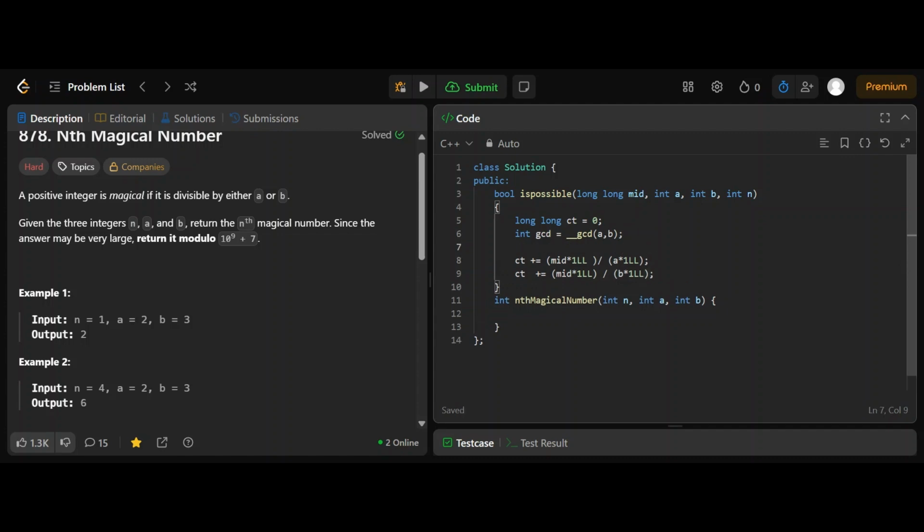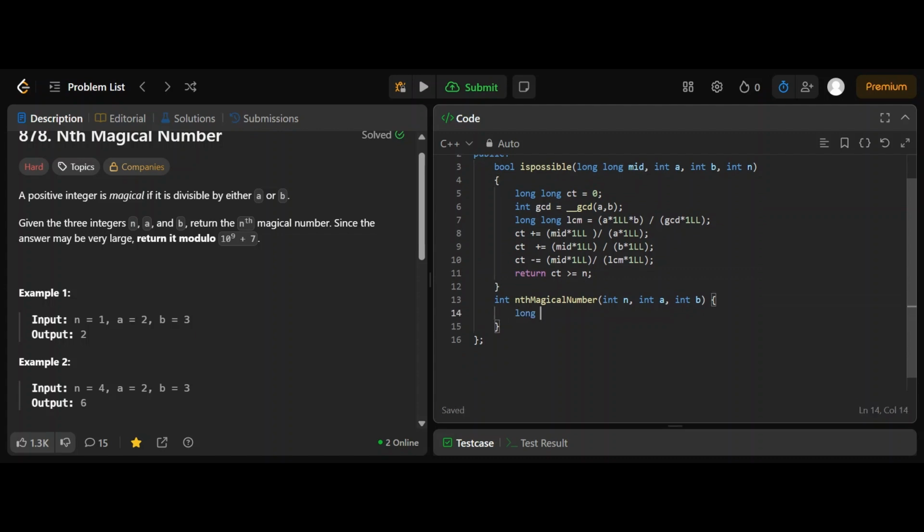Now, of course, we need to find the LCM also. So LCM we will find as a long long. That will be a into b divided by GCD of a and b. So GCD we have already found. Then we have to subtract mid divided by LCM from the count. Those both are anyways long long, so if we want to do this with 1 ll, then also it's okay, but it's fine. And we will return this count should be greater than or equal to n.